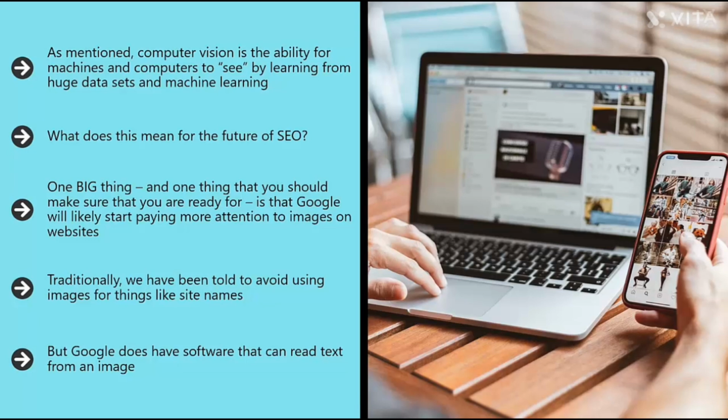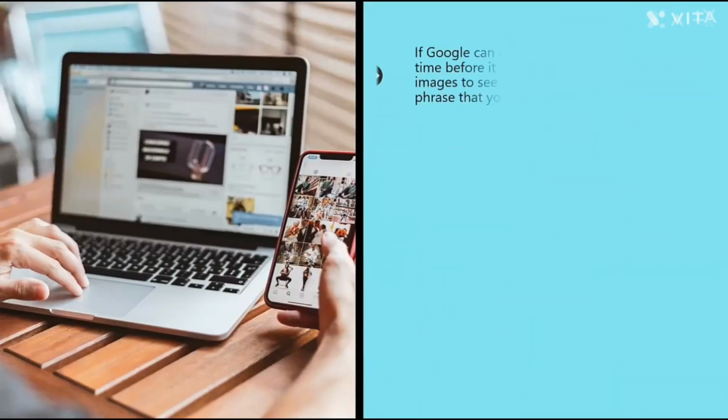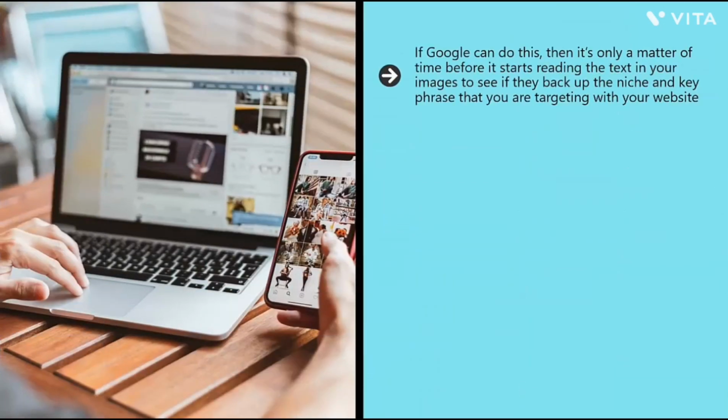If you want to see just how good it is, try pointing Google Translate at a foreign language and see it appear in your native tongue in real time. If Google can do this, then it's only a matter of time before it starts reading the text in your images to see if they back up the niche and key phrase that you are targeting with your website. Likewise, seeing as facial recognition is already a big deal when it comes to security and Facebook, it is probably only a matter of time before Google starts using that too.